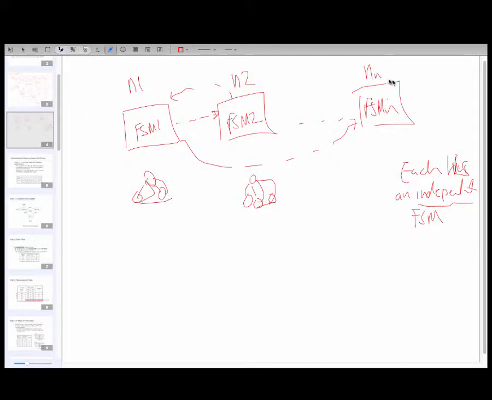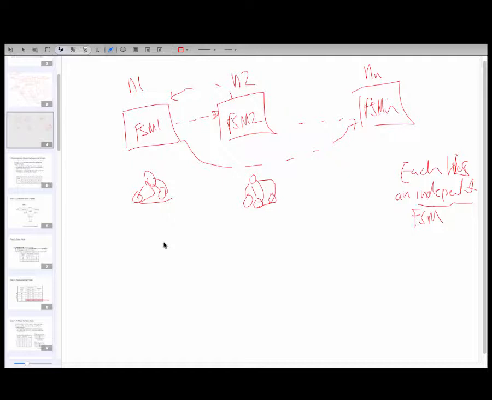If I look at the overall system, all possibilities may occur. This one may be in one of the n1 states, this one could be in any one of the n2 states, this one could be in any one of the nn states. So the number of states the overall system can be in is the product of all of them, right?